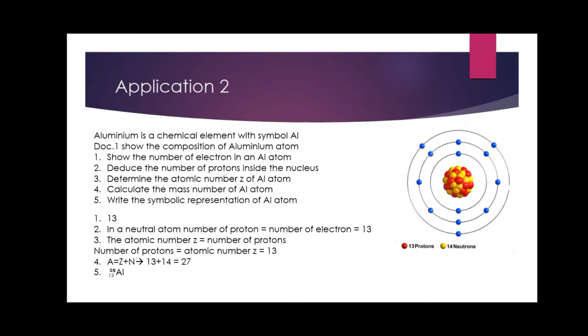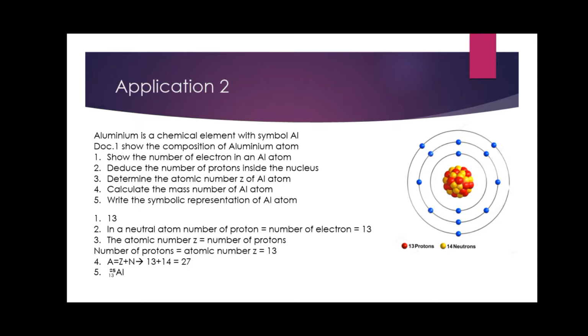Deduce the number of protons inside the nucleus. The number of protons inside the nucleus equal the number of electrons equal 13. Now the third question, determine the atomic number Z of Al atom. Atomic number Z equal the number of proton equal also 13.